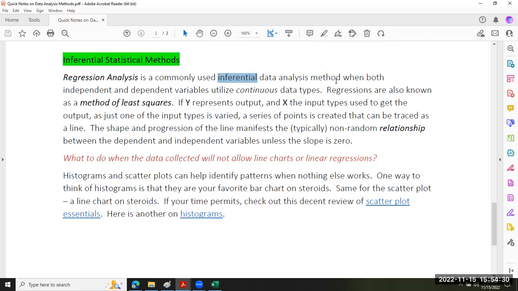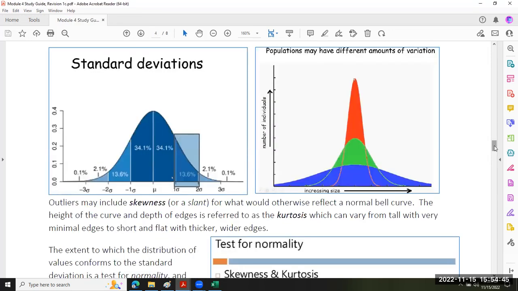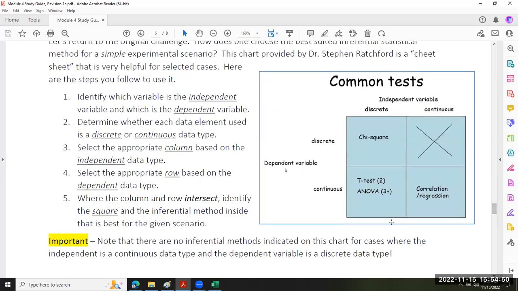So when both independent and dependent variables utilize a continuous data type, that's when I'm going to use a regression analysis. Now, where have I seen that before? Well, in my study guide, there was a cheat sheet. Does everybody remember this? So my independent variable and my dependent variable are both continuous kinds of data.